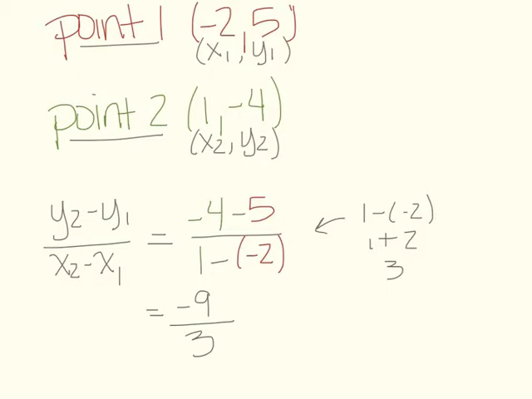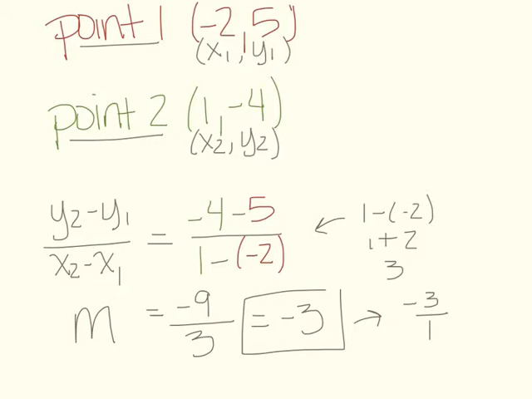We can reduce this down. 3 actually goes into negative 9 a negative 3 times. So our slope is really a negative 3. And remember, whenever we're working with a whole number, we could write that whole number over 1 and it means the same thing. So this slope is really saying that we would travel down 3 and to the right 1 unit for a slope of negative 3.